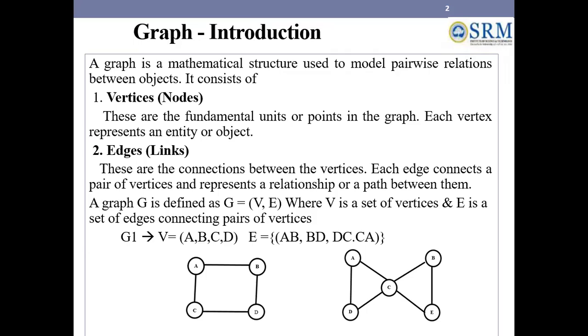See the second graph, there are five vertices, A, B, C, D, E. And what are the edges? AD, DC, AC, CB, CE, and BE. These are the edges. So this is a basic terminology in graph, vertices and edges.